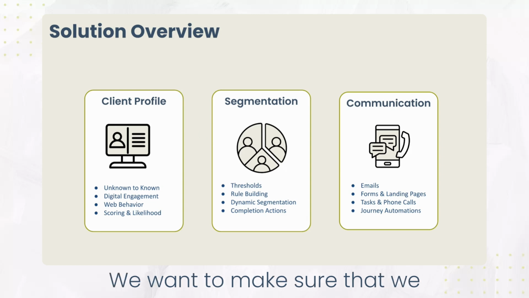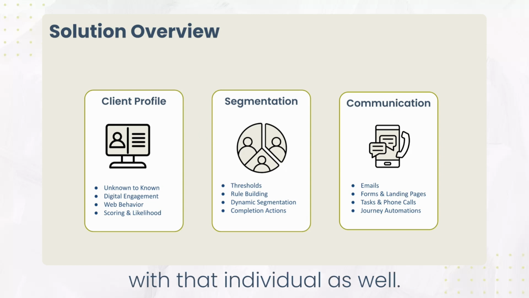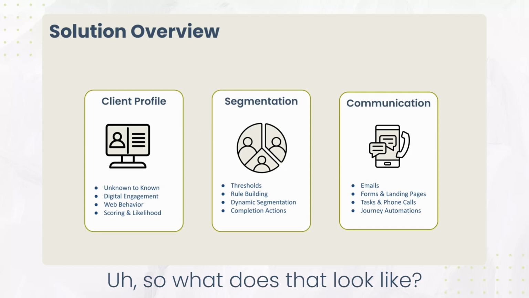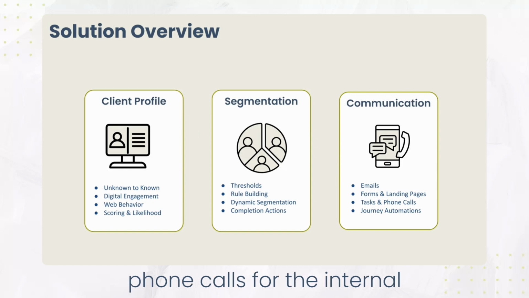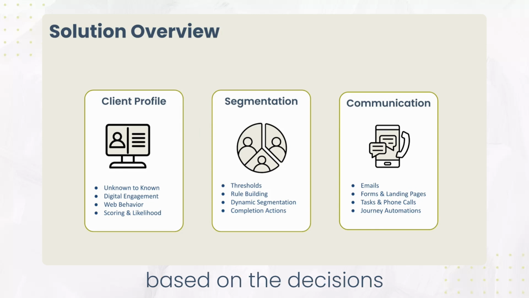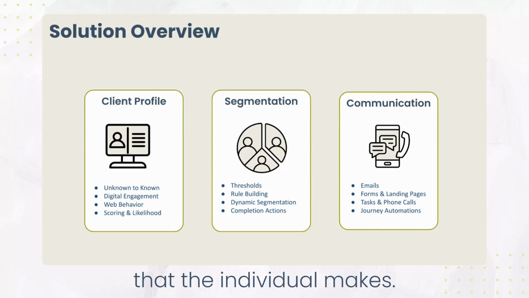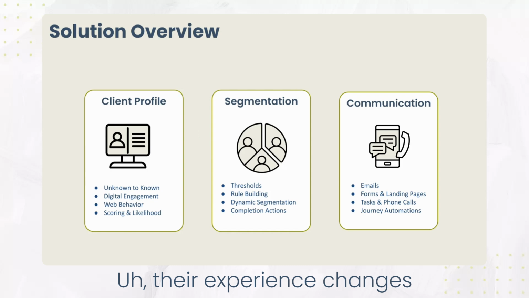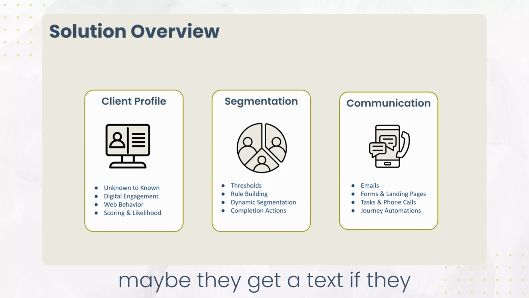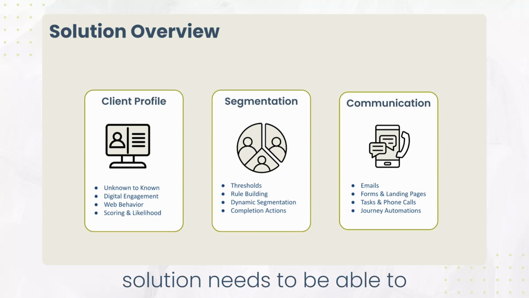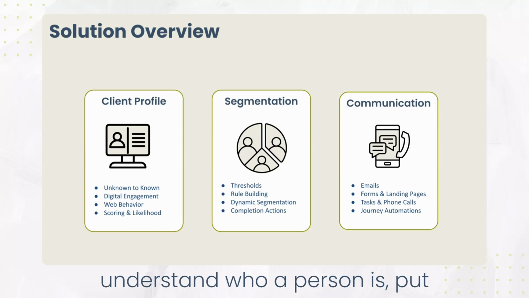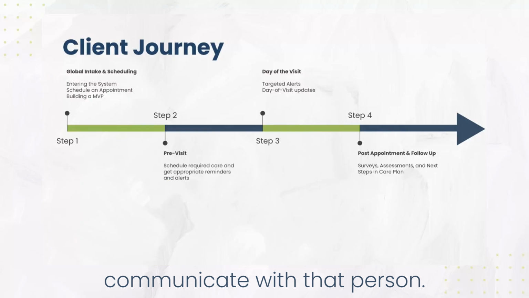From there, we want to make sure that we have the ability to communicate with that individual as well. So what does that look like? Personalized emails, tasks for phone calls for the internal users to reach out, or even journey automations where, based on the decisions that the individual makes, their experience changes. If they don't open the email, maybe they get a text. If they don't respond to the text, maybe they get a phone call. But any marketing automation solution needs to be able to understand who a person is, put them into segments, and then communicate with that person.